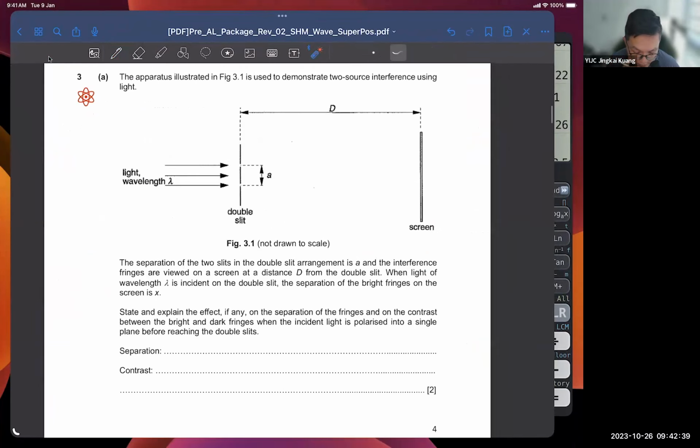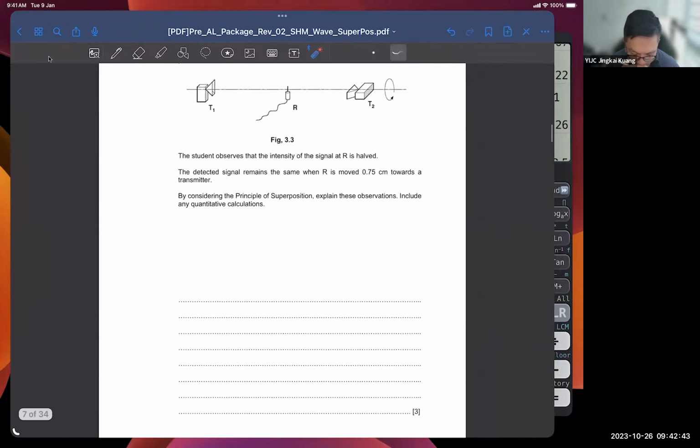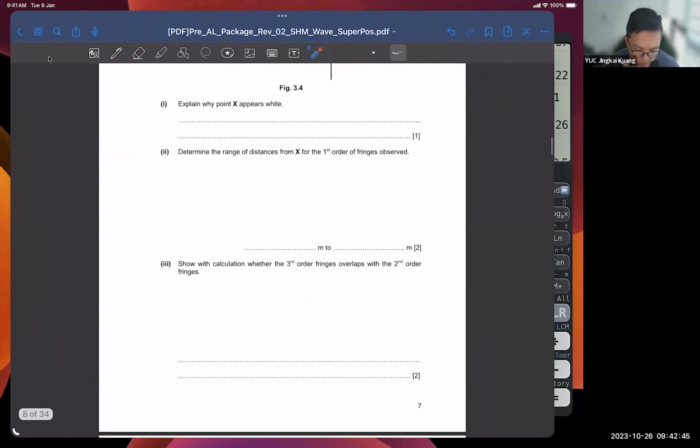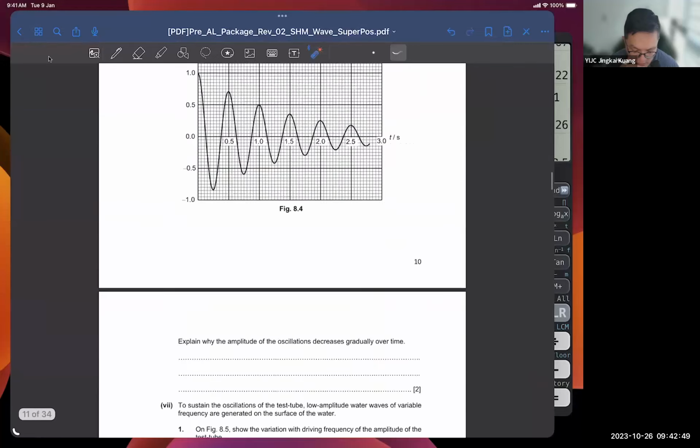For structured, how many questions do we have? I think I might have highlighted too many superposition questions, but actually I don't like superposition also. Yeah, a lot of polarizer questions.